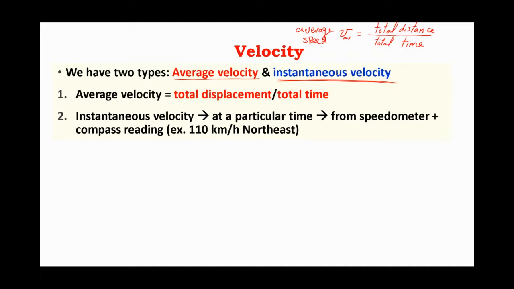There is something else called average velocity. What is average velocity? Average velocity is the total displacement over the total time. So what's the difference between distance and displacement? What's the difference between distance and displacement? Yes, Anas? The distance, the speed with the direction. Distance or displacement?